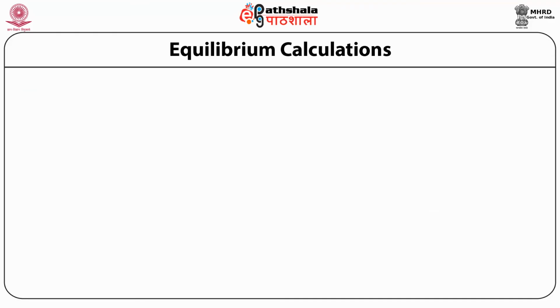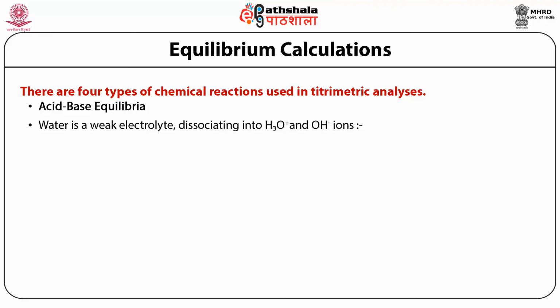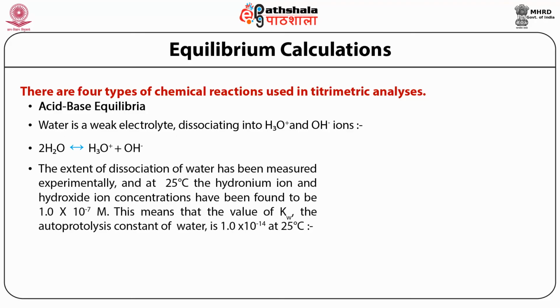Equilibrium calculations. There are four types of chemical reaction used in titrimetric analysis. Number one is acid-base equilibria. Water is a weak electrolyte dissociating into hydronium and hydroxide ions by this equation, and the extent of dissociation of water has been measured experimentally at 25 degrees centigrade.